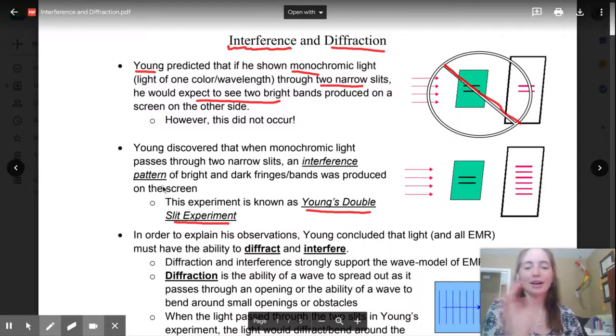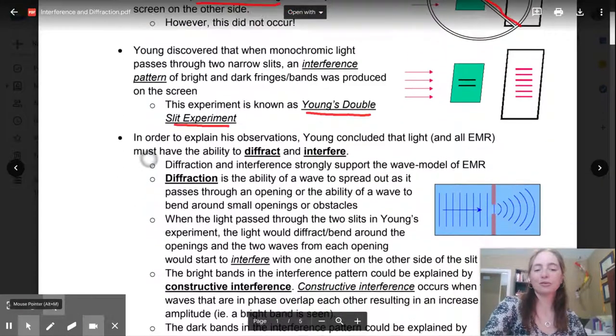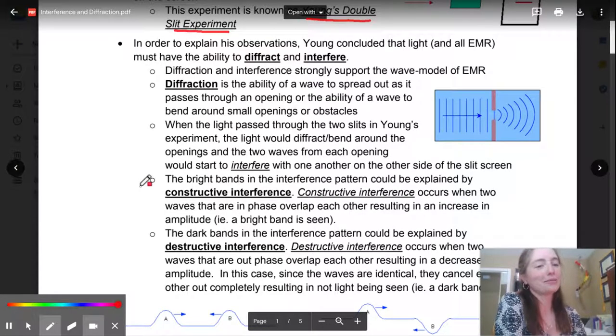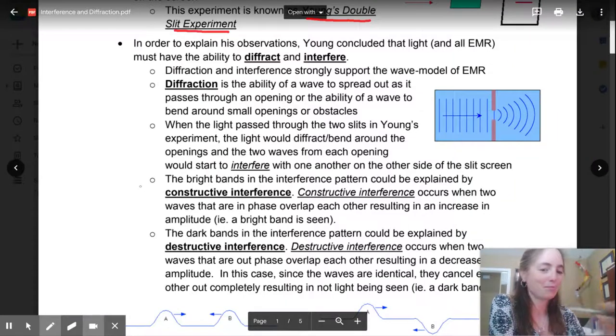Okay. All right. So we're going to scroll down here. To explain the results that Young saw, the many, many bright lights, he concluded that light has the ability to both diffract and interfere. These are things that we talked about last year when we looked at mechanical waves. We looked at the ability of water waves to bend as they go around a corner. And we talked about how sound waves are going to interfere.